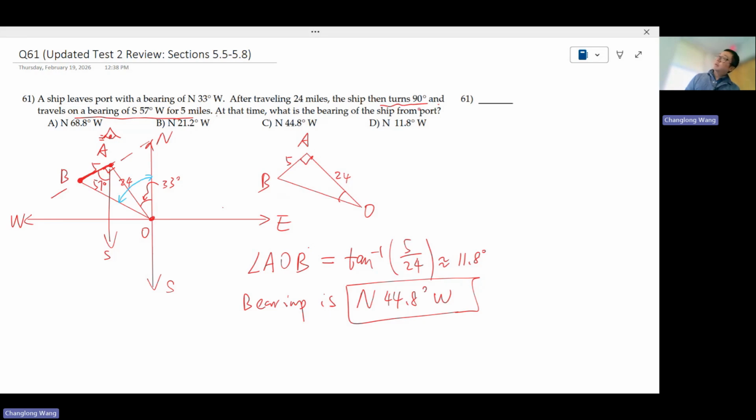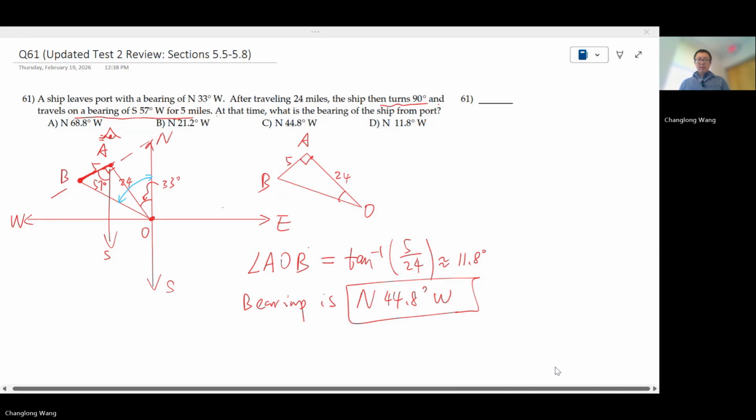Anyway, now let me move on to the last part of 5.8, which is something called simple harmonic motion.